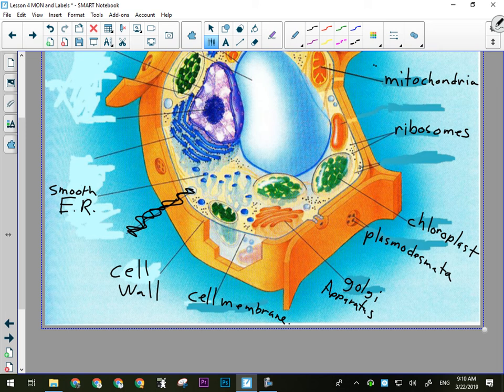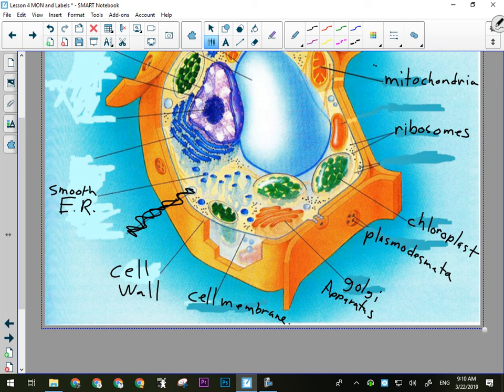It detoxifies poisons. Essentially, it's like the liver of the cell. In fact, the cells in your liver have more smooth ER than anything else, because your liver's job is to clean toxins from your blood. And we consume toxic stuff all the time, hopefully not on purpose, but we do consume some things that are toxic, or our body produces things that are toxic, like lactic acid. That all has to be broken down.